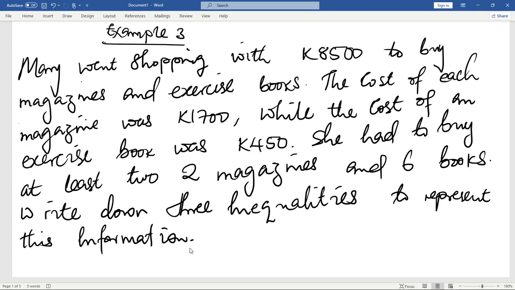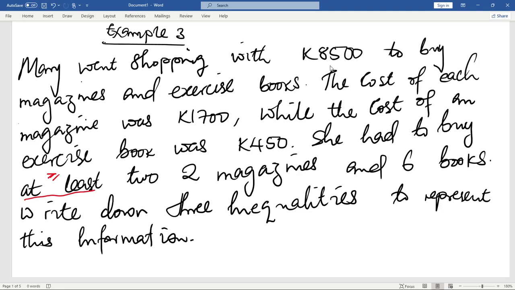Okay, so Mary went shopping with 8,500 kwacha to buy magazines and exercise books there. So the cost of each magazine was 1,700. Wow, the cost of an exercise book was 450 kwacha. She had to buy at least, so let's look at these words that we have in this question here. So she had to buy at least. So for at least here, we're talking about greater than or equal to here. So at least 2 magazines and 6 books here. So this at least that we have here, it applies for both magazines and books that we have here.